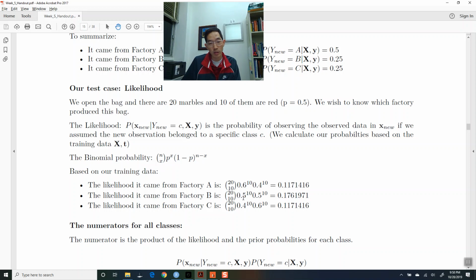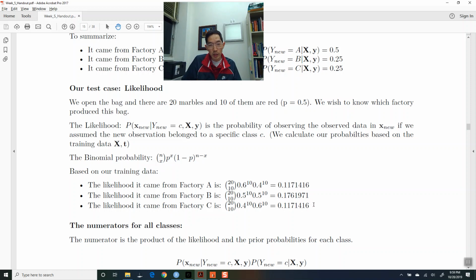The likelihood that it comes from factory B is higher, at 0.5 raised to the 10th times 0.5 raised to the 10th. The probability of red is 0.5, and that happened 10 times in our bag. The probability of blue is 0.5, and that happened 10 times. So we get a likelihood of 0.176. And then for factory C, the probability of red is 0.4, and that happened 10 times. The probability of blue is 0.6, and that happened 10 times. So that's a likelihood of 0.117.